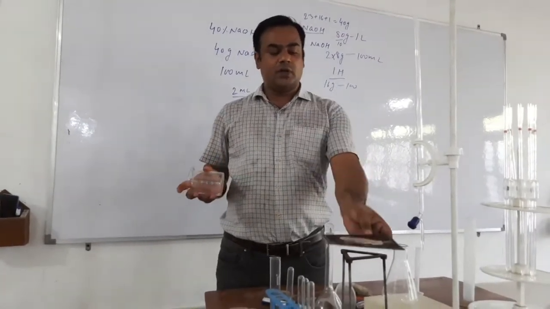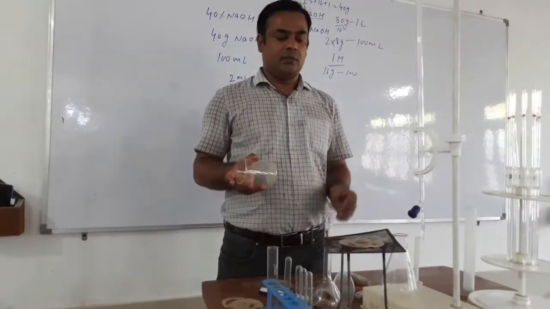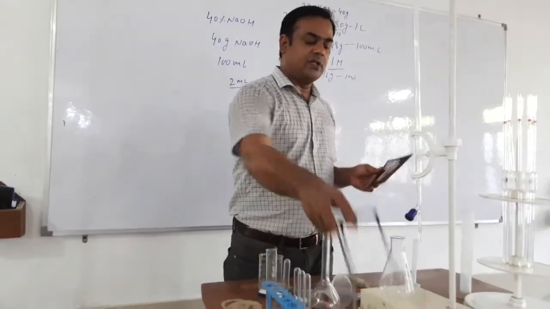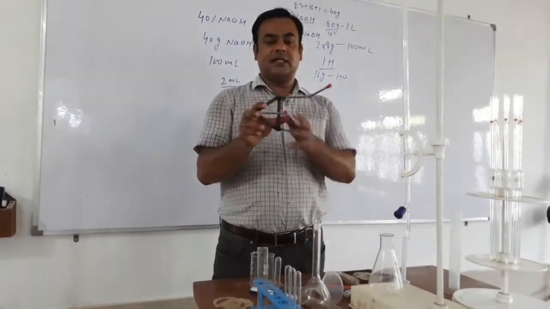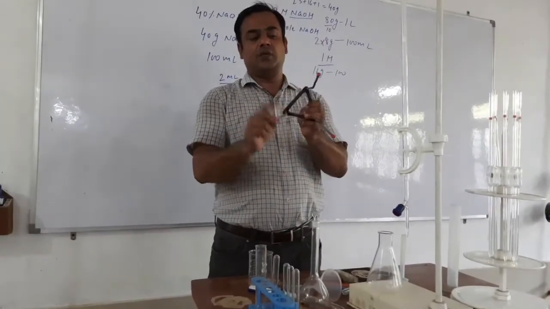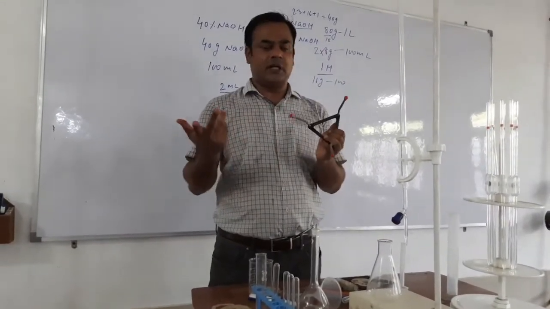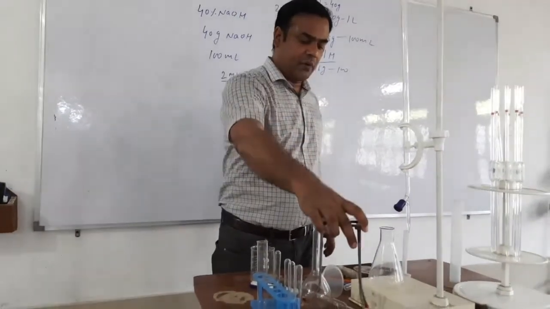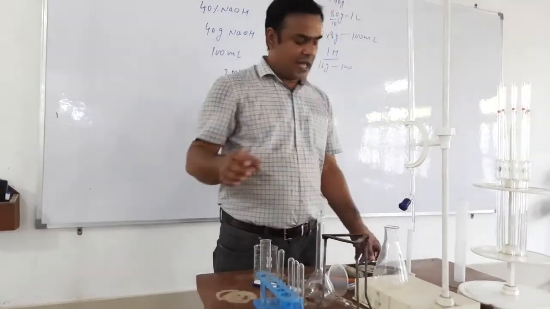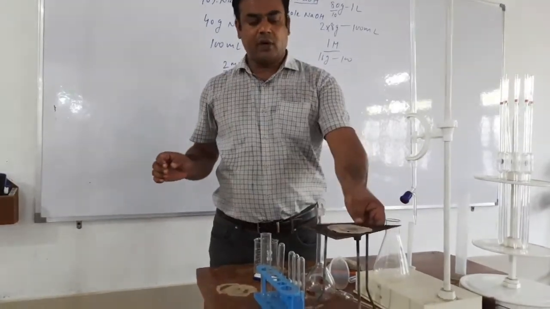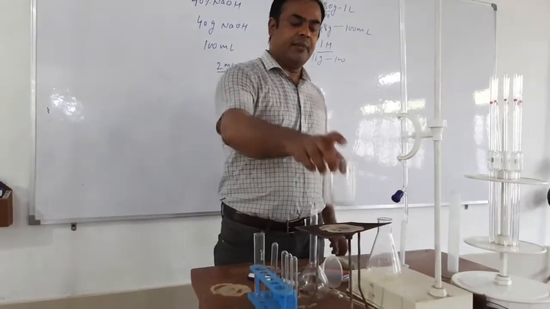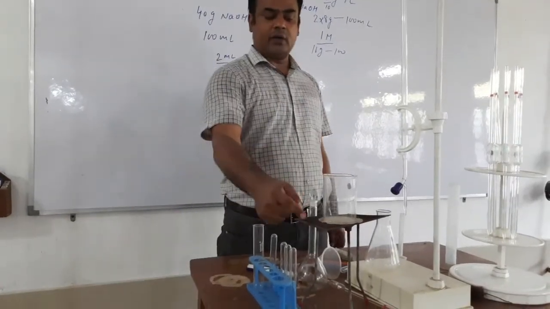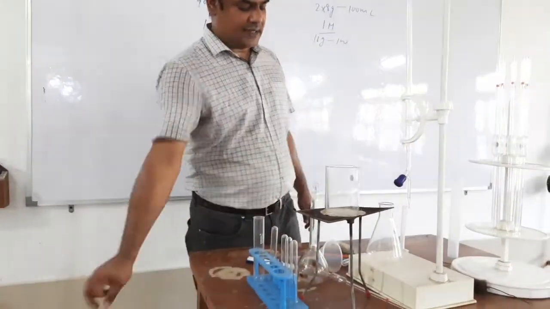So we always put the wire gauze over the burner, over the tripod stand. This one is known as a tripod stand. The reason is you can see it has 3 legs, 1, 2, 3. For leg we use the term pod. So this is a tripod stand. First we put this tripod stand over the burner, and over that we put this wire gauze, and then we place a beaker, and then we perform heating. So this is wire gauze, this one is tripod stand.